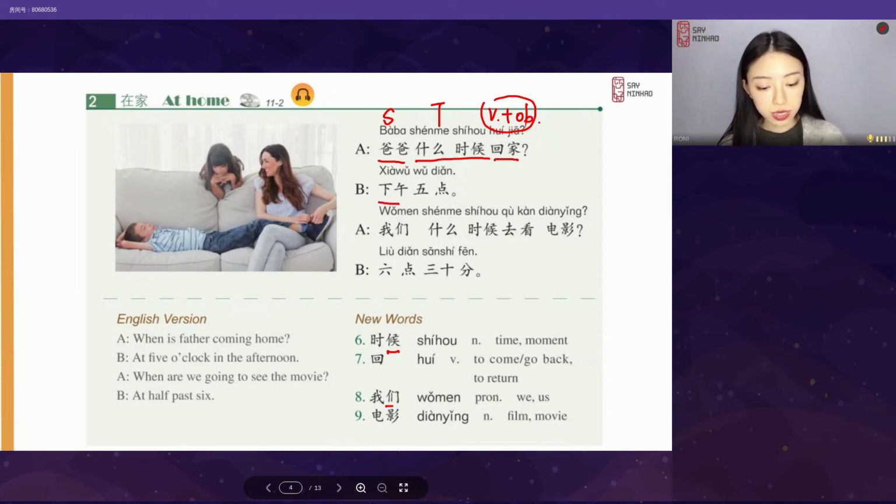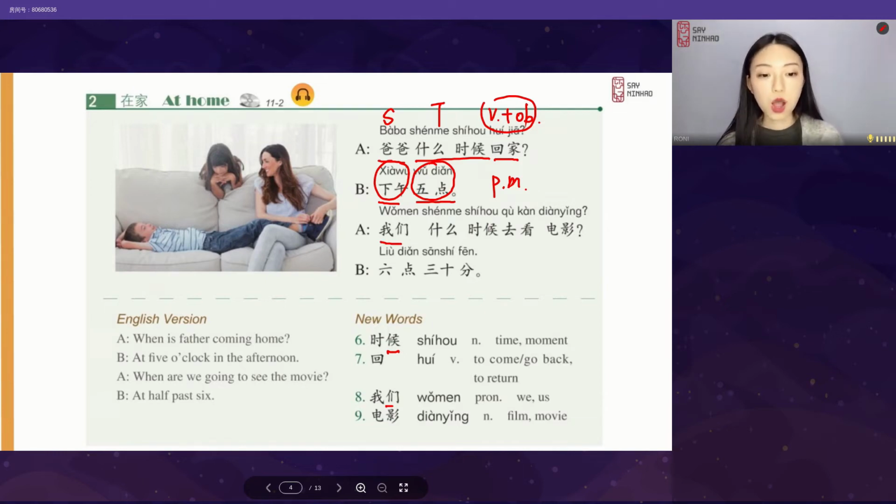Okay, next. 下午5点, afternoon 5 o'clock. So we can see in Chinese, the expression of time is, first we will say the afternoon and then we will say the time. But in English, we will say the time first and then we will say PM, 5 o'clock PM. Okay, it is in contrast with Chinese.